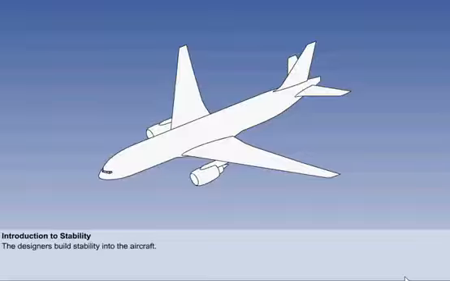The aircraft must also have the ability to recover from various disturbing influences by itself. An example of a disturbing influence is a gust of wind. The aircraft must also have proper response to the controls throughout the entire flight envelope.